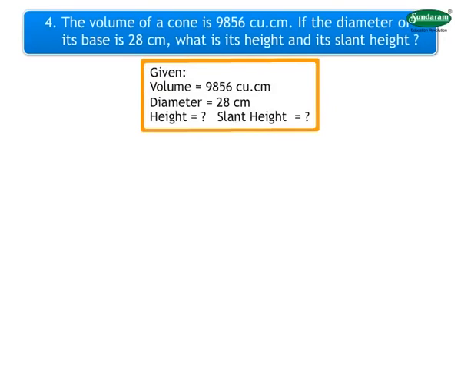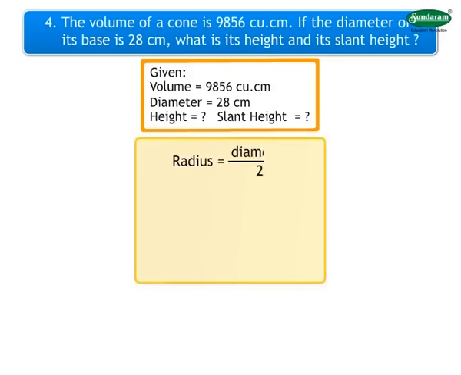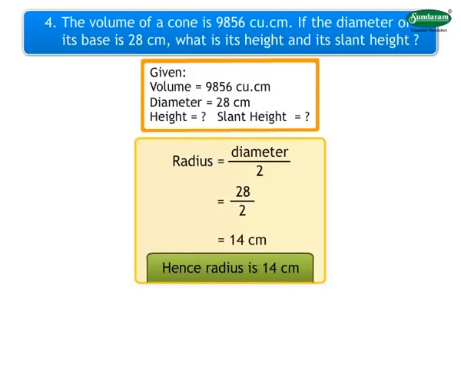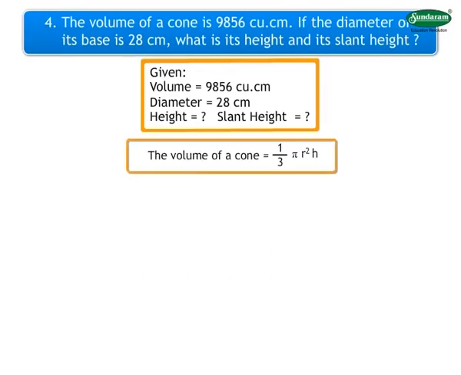In this sum, we will first find the radius from the diameter as we require it in our formula. Radius is half of the diameter. Therefore, radius is half of 28, which is equal to 14 centimeter. Hence, radius is 14 centimeter. Now we have to substitute the formula of volume to find the normal height. The volume of a cone is equal to 1 upon 3 into pi r square h.